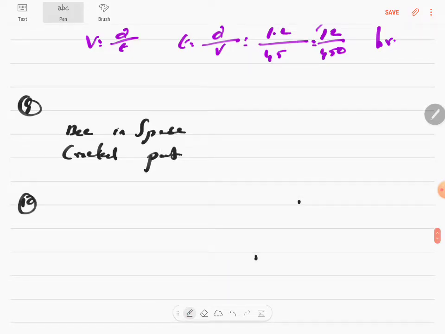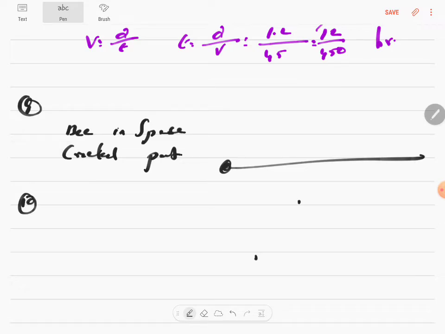A point object is one where the distance covered is very long when compared to the size of the object. That's when you say it is a point object. Let's go to the next question.